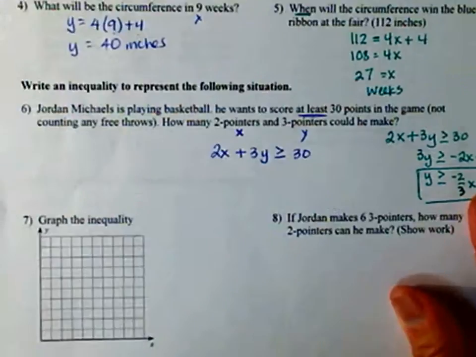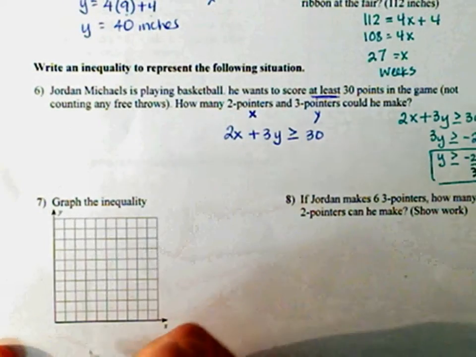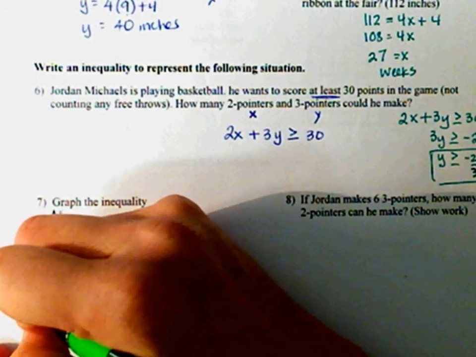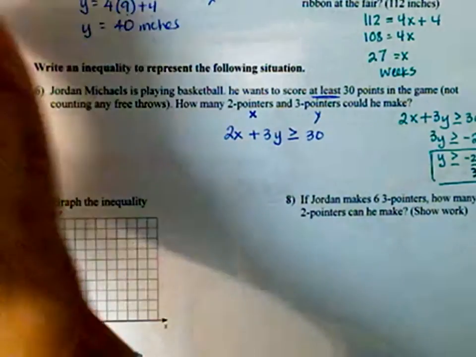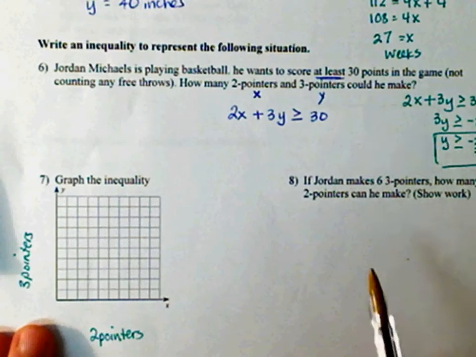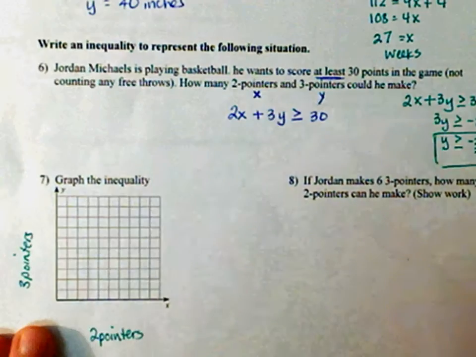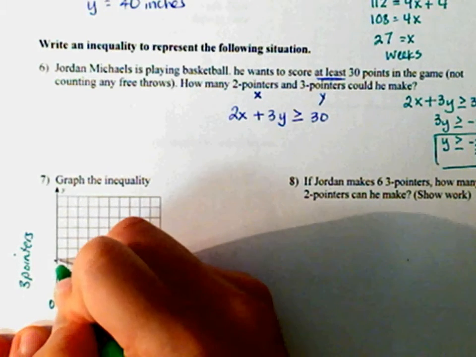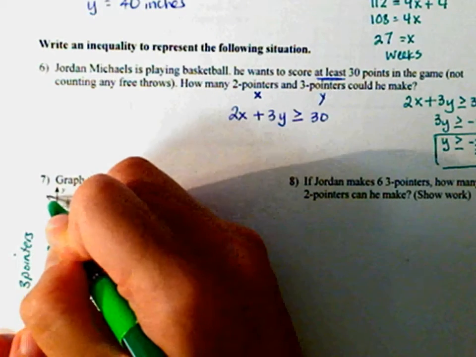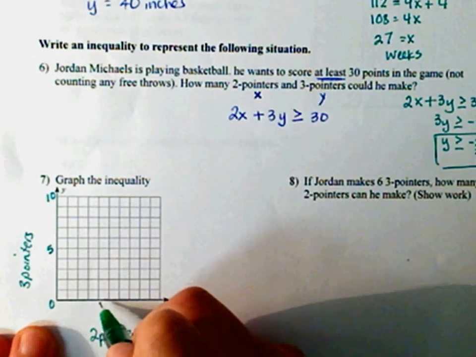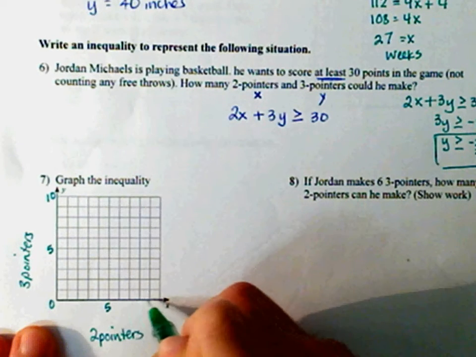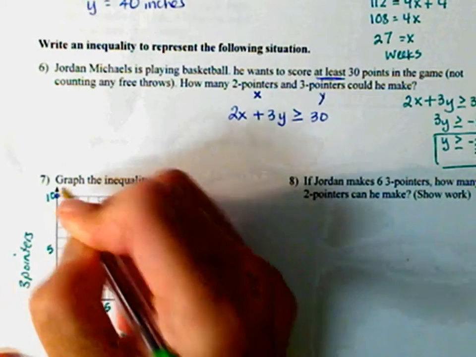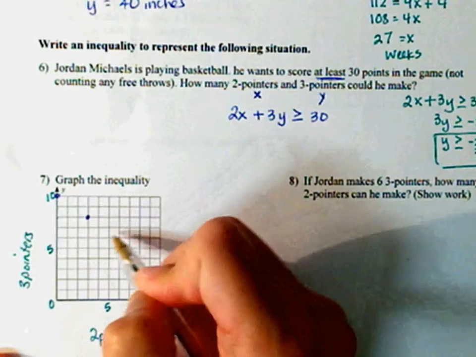Okay? So your x is representing 2-pointers, and your y is representing 3-pointers. So I'm going to label those. Let's take a look. I'm going to start off at 0, 1, 2, 3, 4, 5, 6, 7, 8, 9, 10. 1, 2, 3, 4, 5, 6, 7, 8, 9, 10. So there's going to be my graph. Alright, so I'm going to start off at 10. Your slope is negative 2 over 3.